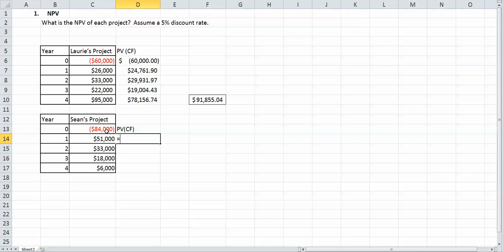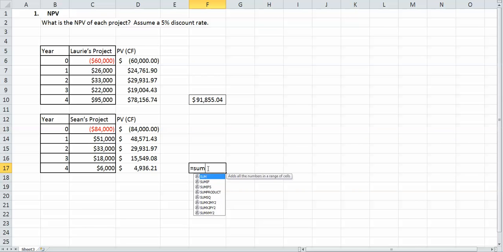Now we can also do the same thing for Sean's. And that, like I said, was equal to, and you can do 51,000, I'm going to use the actual formula, 51,000 divided by, oh, I had the columns wrong, I'm sorry about that. Back up a second. So the present value of the cash flow is the column. It's equal to the $84,000 divided by 1 plus 0.05 raised to the year. So obviously this is zero. These are all dollars. Perfect. And like I said before, it's just the summation of all these cash flows. So I get $14,988.69.